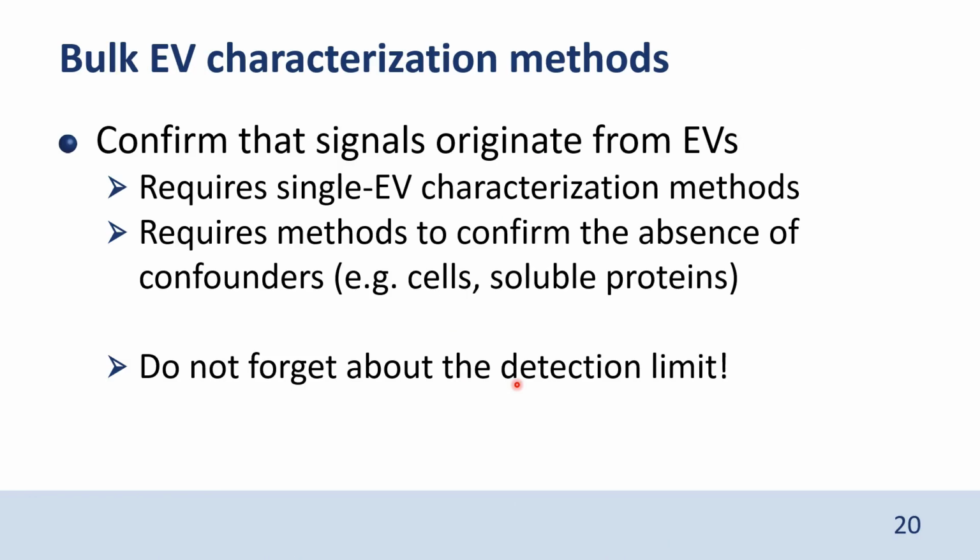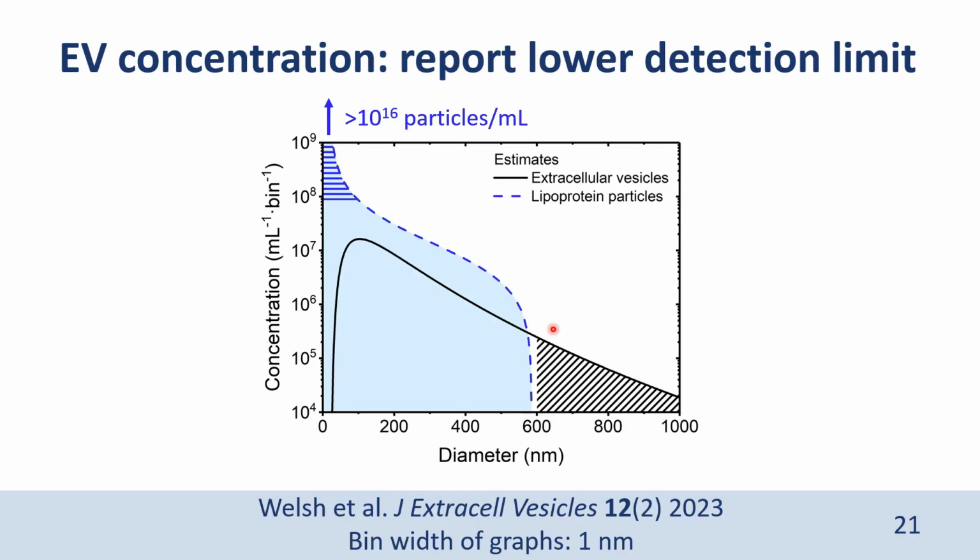So for bulk EV characterization methods, confirm that signals originate from EVs. Generally, that requires single EV characterization methods, but it also requires methods that confirm the absence of confounders, such as cells, soluble proteins, circulating DNA, etc. And if you do so, don't forget about the detection limit. And to explain that, I prepared this figure here from the compendium on flow cytometry.